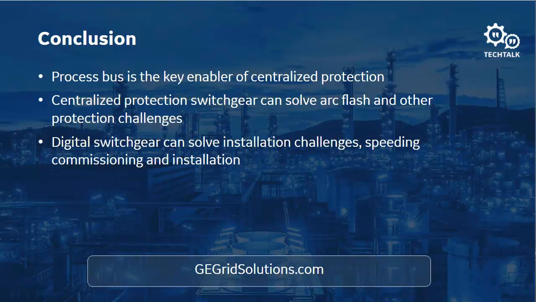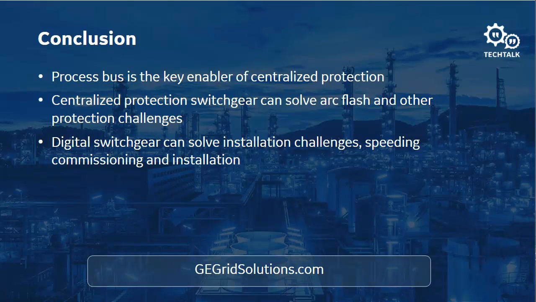So, in conclusion, I'll say centralized protection is available today. It can help solve challenges on some of these large switchgear. Specifically it can help solve some of the challenges around arc flash incident energy and some other protection challenges. Process bus is the key enabler of these centralized protection schemes. And these protection schemes can solve some installation challenges, speeding up commissioning and installation, and installing switchgear faster and better.